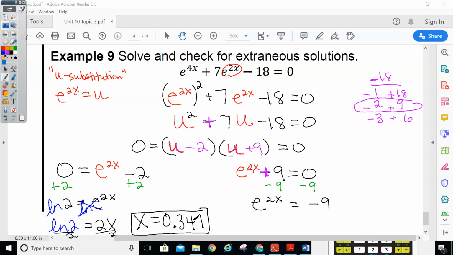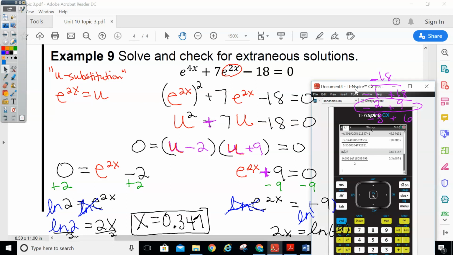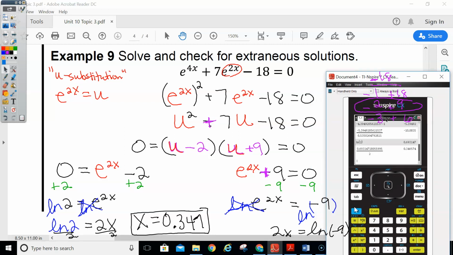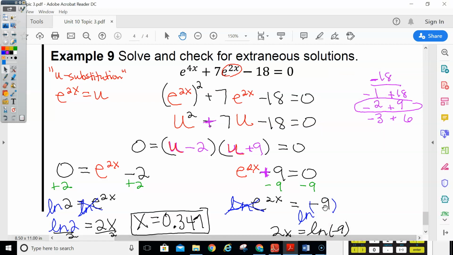And to get rid of base e, we take the natural log of both sides. So this is going to cancel out. So I end up with 2x equals the natural log of negative 9. So right here I would do the same thing, get this number and then divide it by 2. But remember about logs. If I try to take the natural log of negative 9, it's going to say error, not a real answer, because you cannot take the log of a negative number. So this one doesn't have a solution. So this part has no solution.